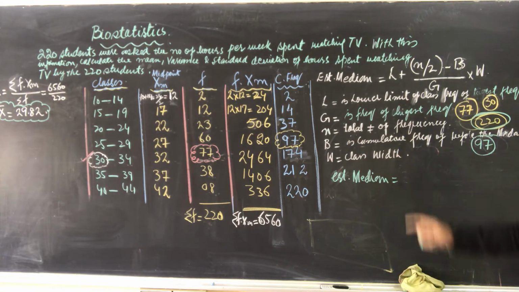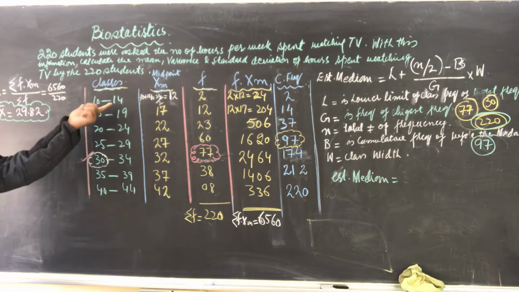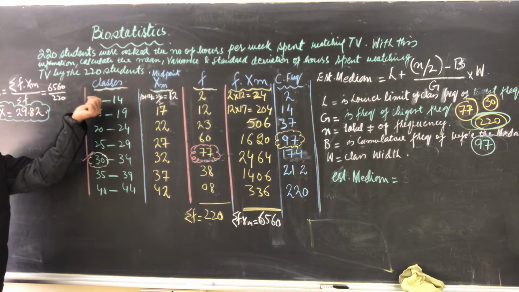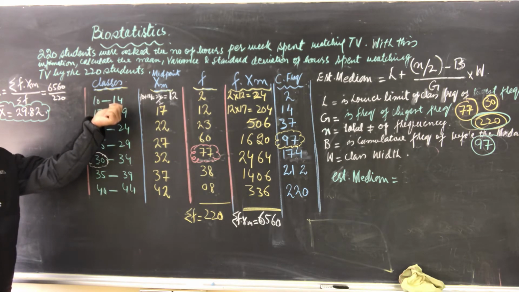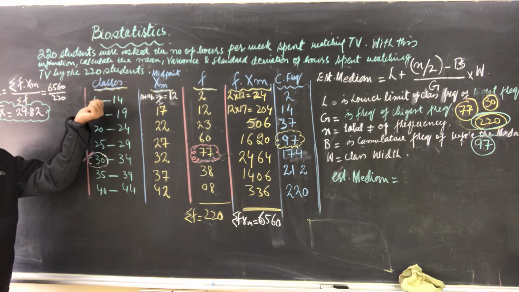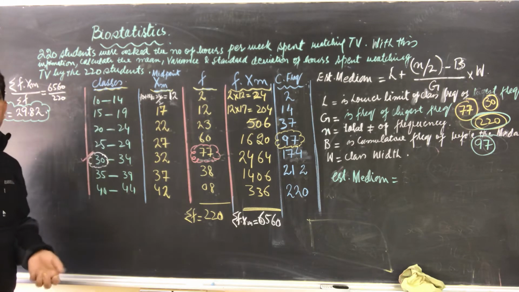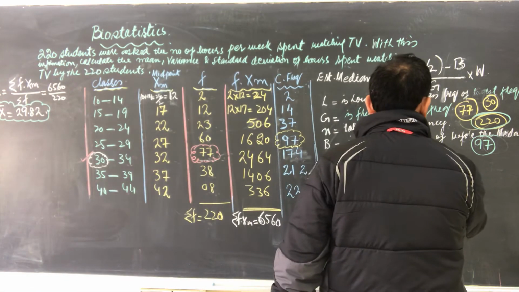Now what is the class width? As we measured yesterday, the class width between the first value of each class is 5. You can calculate it: from 10 to 14 is 5, from 15 to 19 is 5, and so on. So 5 is the class width.